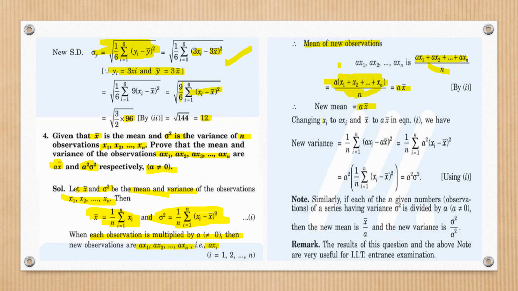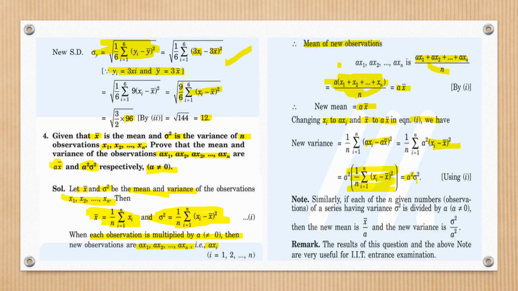Now changing xi to a xi and x bar to a x bar in equation number 1. This is my equation number 1. So I'm changing xi to a xi, like we have done here, that yi type of thing. So a square is common in (xi minus x bar) whole square. So a square is outside, this is 1 upon n times this, and from here, this was sigma square, right?